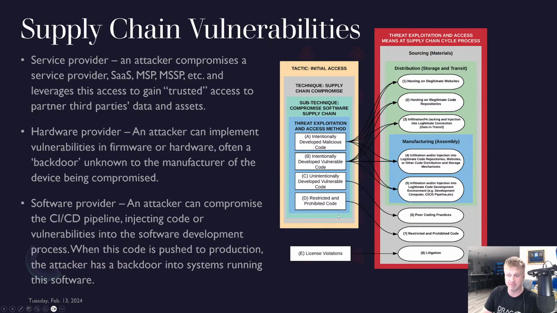And then, yeah, restricted and prohibited code. If you have restrictions in there, certain code is not allowed to be in there because it reaches out to a server that we don't know what it is. Having restrictions on your CI/CD pipeline before that stuff gets pushed into production is absolutely key.